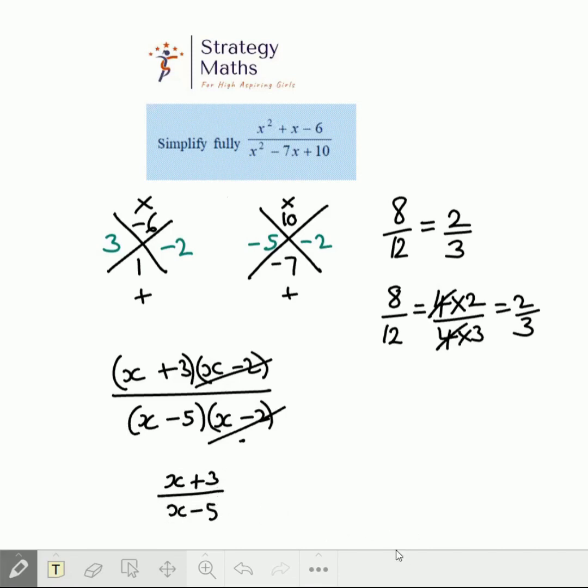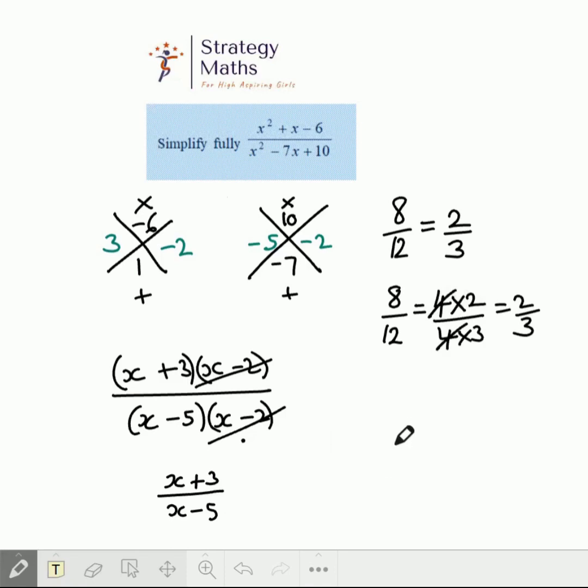Now this is our final answer. But I guess some of you might be asking, why can't we just cancel out the x's, since we've got an x on the top and an x on the bottom? Well, to answer that, you need to ask yourself, can we factorise further our numerator and our denominator? If we can't, and we can't get it into a factored form, like this numerical fraction, then we can't cancel out any common factors. And we can't simplify x plus 3 and x minus 5 because we can't factorise them.